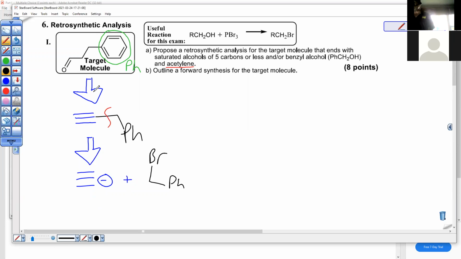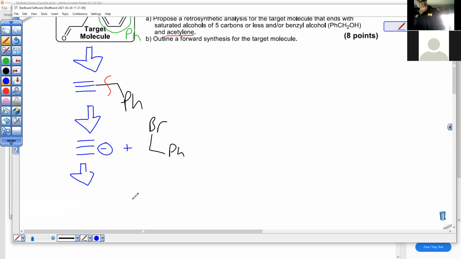These are not reaction arrows. They're backwards arrows that say this came from this. This arrow means this target came from these two things. This arrow means the acetylide target came from acetylene. And you are allowed to stop now because acetylene is on the list. It's in red, acetylene.